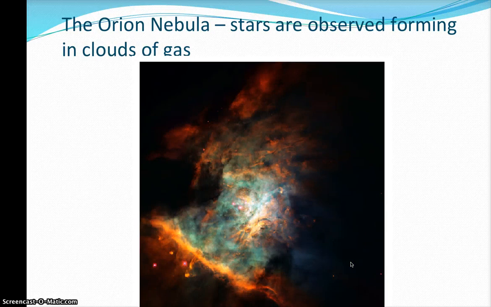Here we see a well-known nebula. It's called the Orion Nebula, which is found in the Orion constellation, where we have actually observed stars forming in the clouds of gas. So this whole idea of stars forming in clouds of gas is not just something we thought up, we've actually observed it. You can see the brightness within the clouds of gas here.